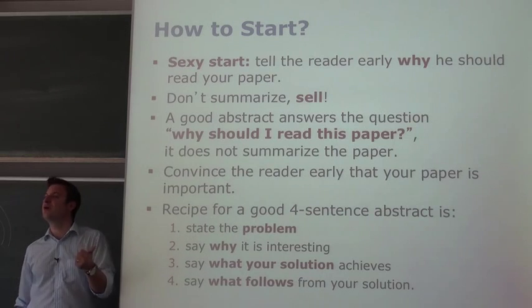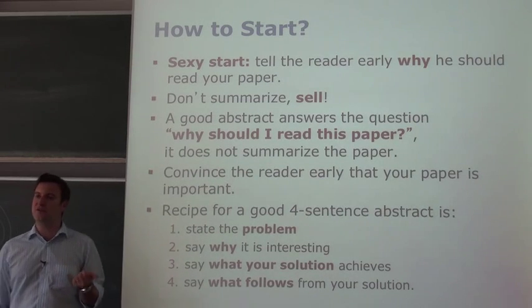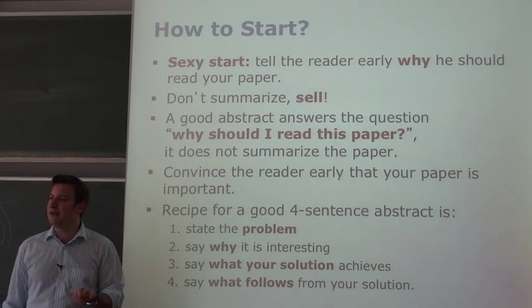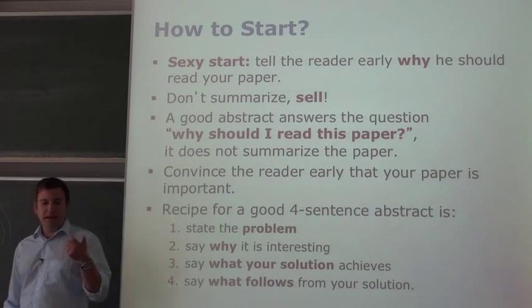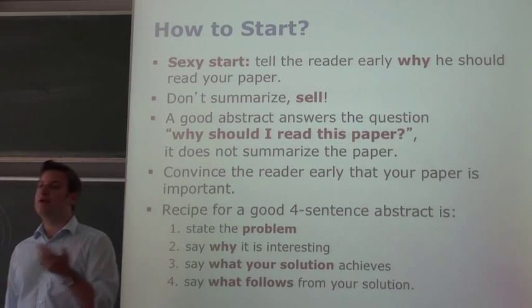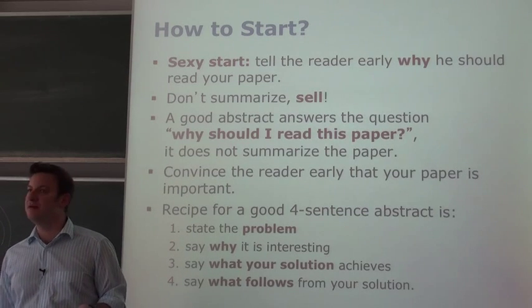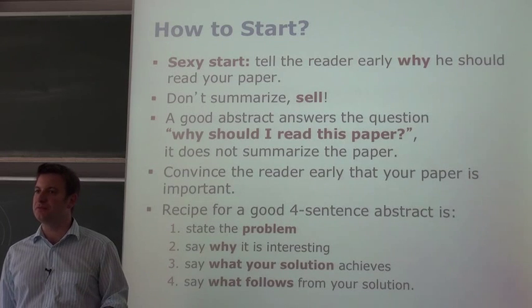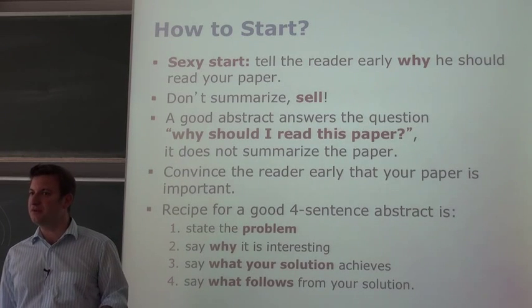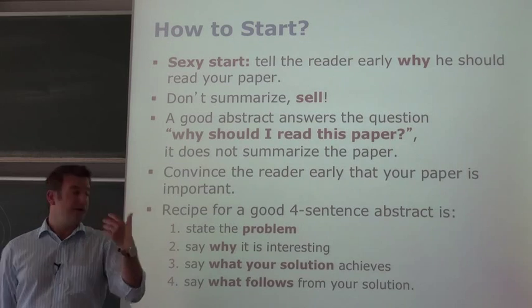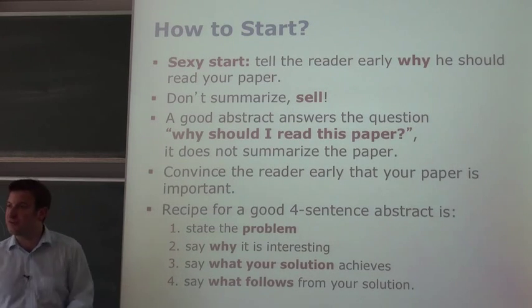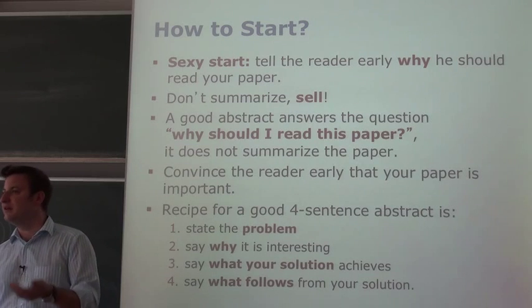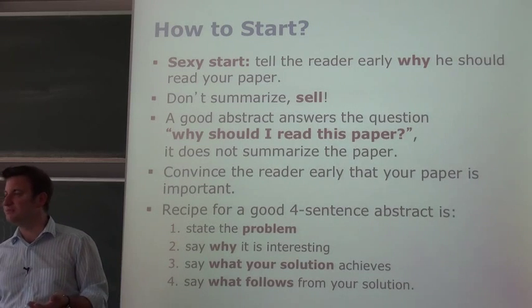The first thing is to state the problem. What is the problem that you're investigating, and why is this a problem? This can be very simple, like: mobile robots driving through the environment need to know where obstacles are in order to drive without collisions. It's a pretty clear statement. And then you continue with the next one. Why is this interesting? Because collision-free navigation is the key technology to build autonomous systems.